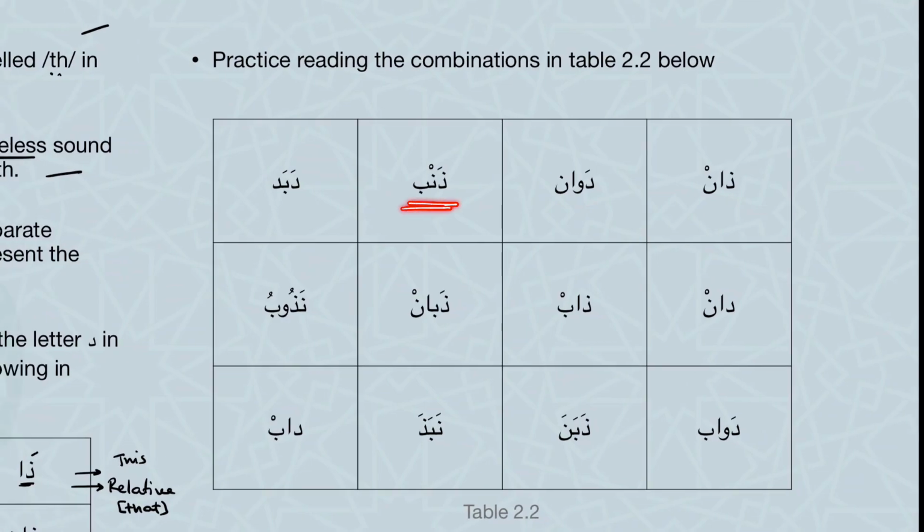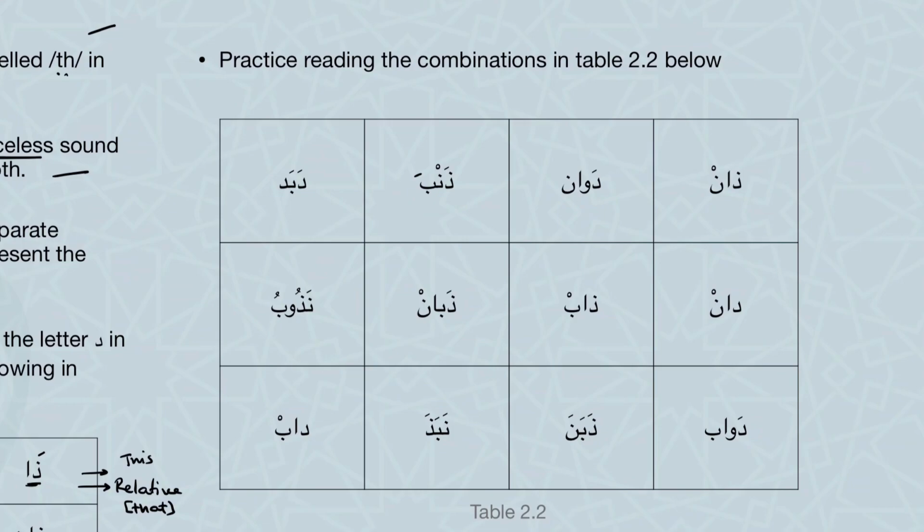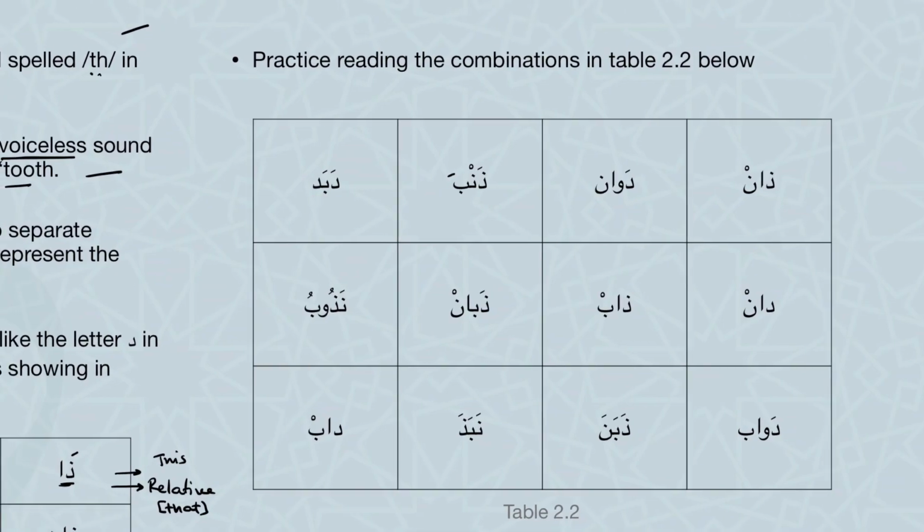Here, there's a fatha on the dal, and there's a sukun on the noon, and there's no vowel on the ba, so I can choose whatever vowel I want. But for this case, we're going to stick with fatha because we're familiar with it. So how would I pronounce it? Dhamba, dhamba. Notice the short vowel at the end. It's not long. It's dhamba, not dhanaba.